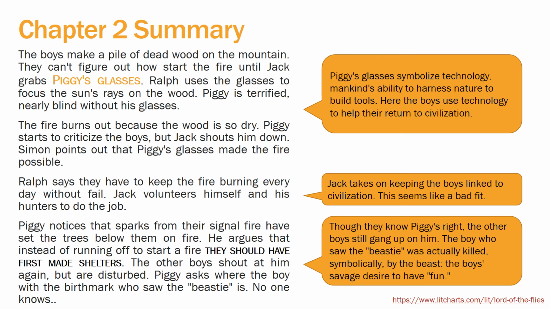Ralph says they have to keep the fire burning every day without fail. Jack volunteers himself and his hunters to do the job. Piggy notices that sparks from their signal fire have set the trees below them on fire. He argues that instead of running off to start a fire, they should have first made shelters. The other boys shout at him again, but are disturbed. Piggy asked where the boy with the birthmark who saw the beastie is.